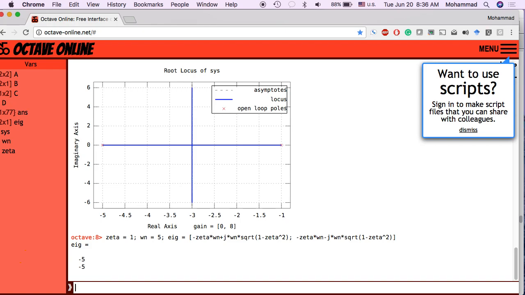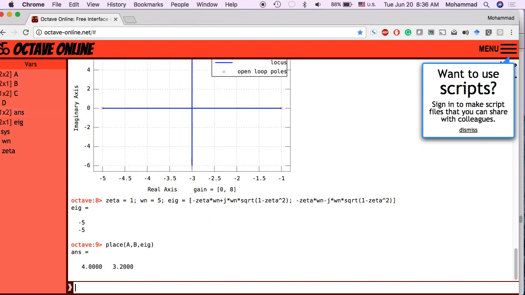Then the command is place. For place, we need to give it A and B and the eigenvalues. I think these are the only three inputs that the command needs. And it basically says, okay, these are the two controller gains. K1, which is multiplied by the first state, is 4, and K2, which is multiplied by the second state, is 3.2.